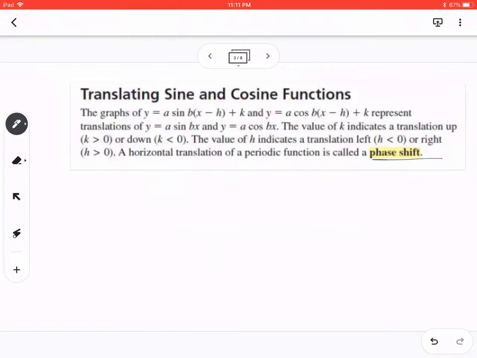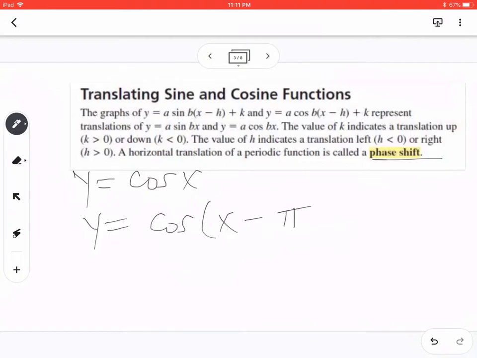The translations left and right are a little counterintuitive, because if you start off with the original function y equals cosine of x, and then you look at y equals cosine of x minus pi units, the minus is built into the formula, so the h value is actually positive here, meaning that this is going to the right.